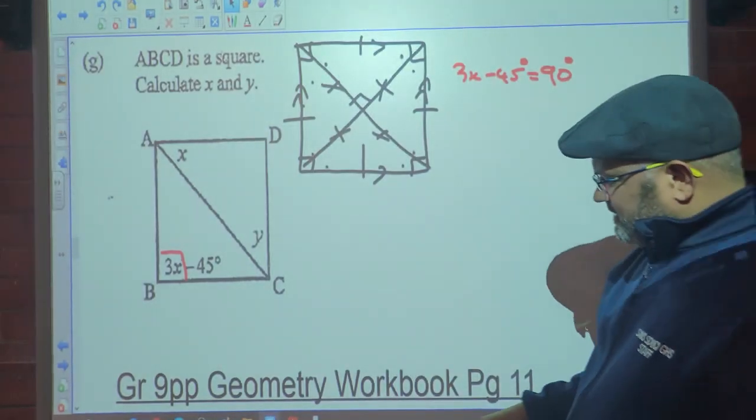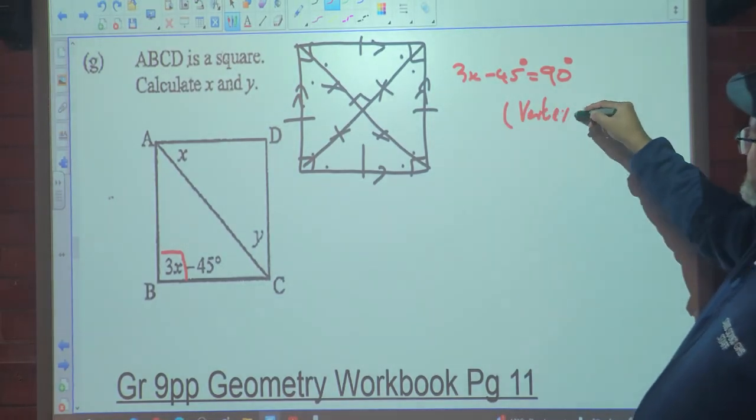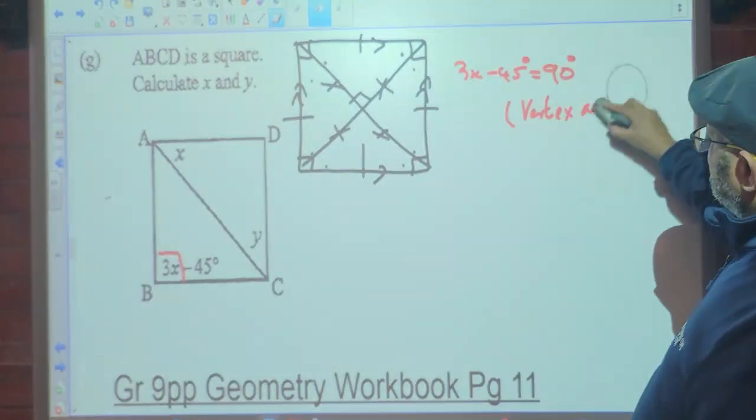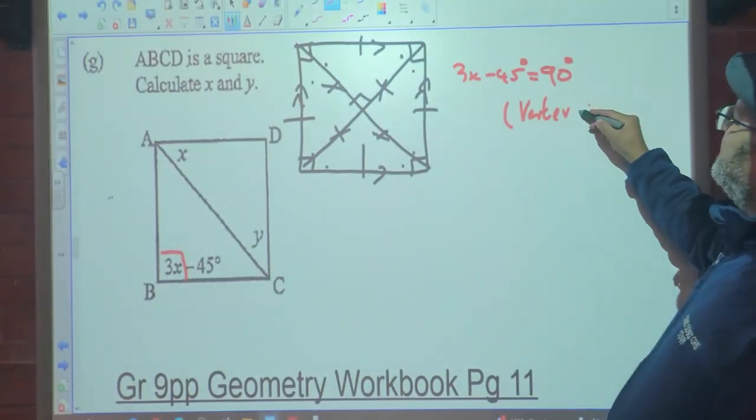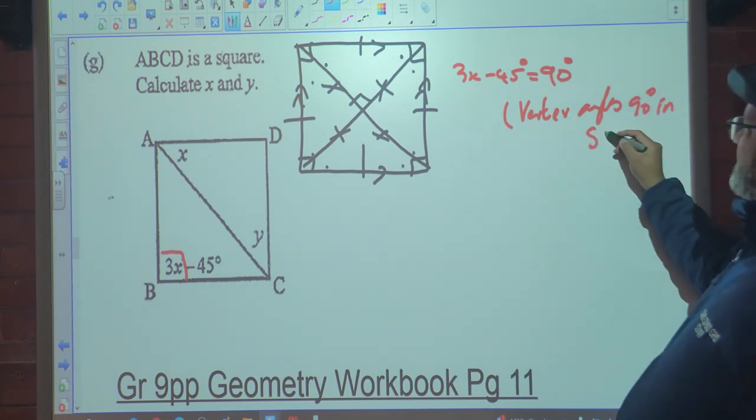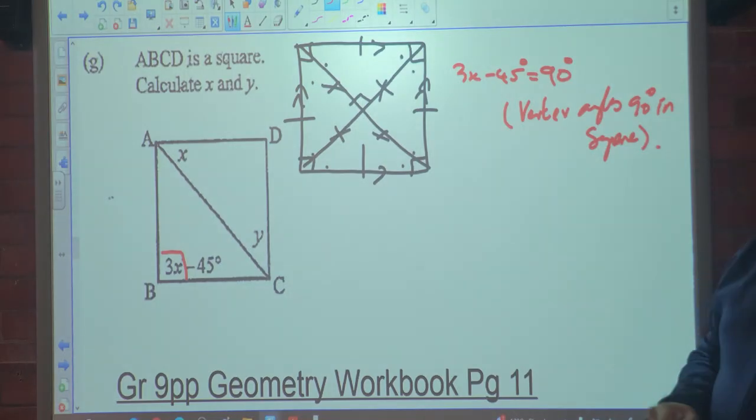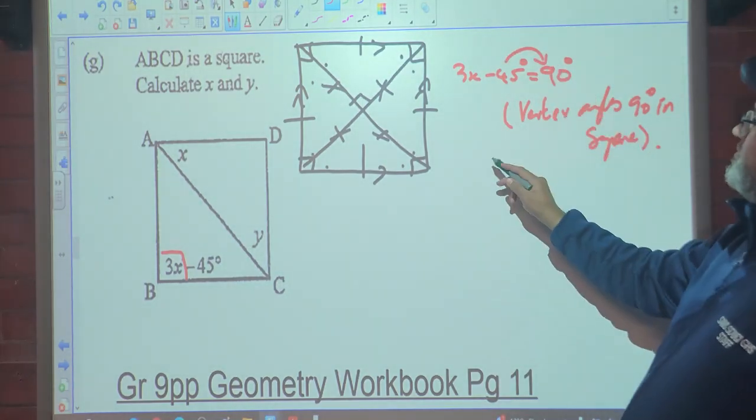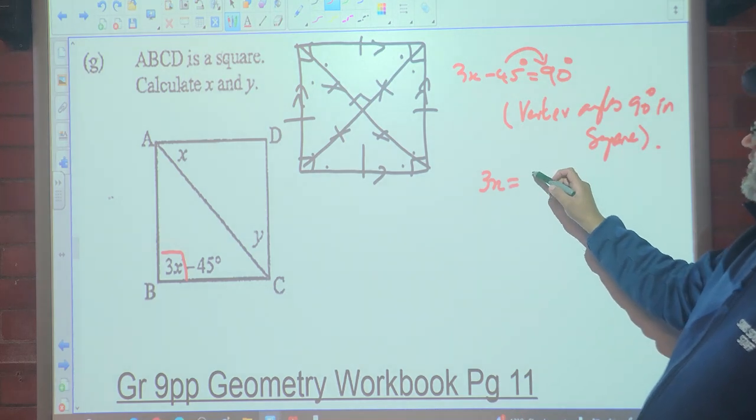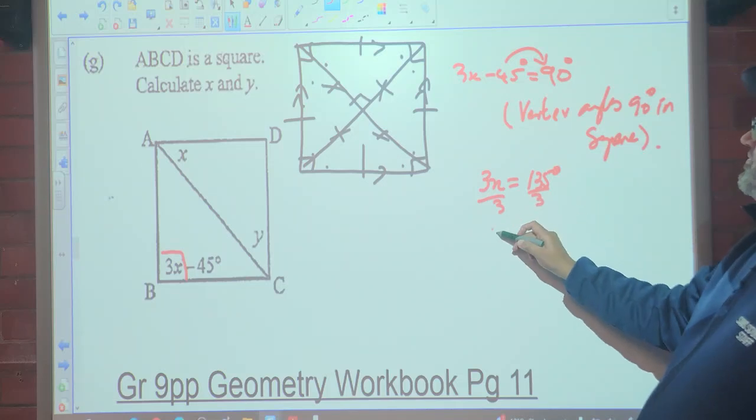Why is that 90? All vertex angles are 90 degrees in a square. You take it over, which gives you 3x is equal to 90 plus 45, which is 135, divided by 3, so x is 45.